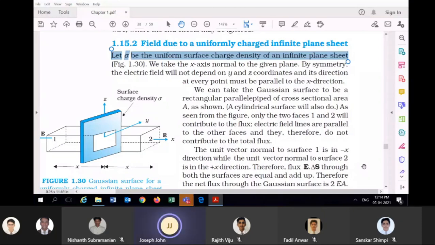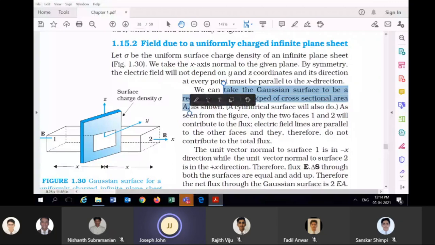Next sentence. Take the Gaussian surface to be a rectangular parallelepiped of cross-sectional area A. So, parallelepiped means a three-dimensional picture of a parallelogram, okay? Of cross-sectional area capital A.